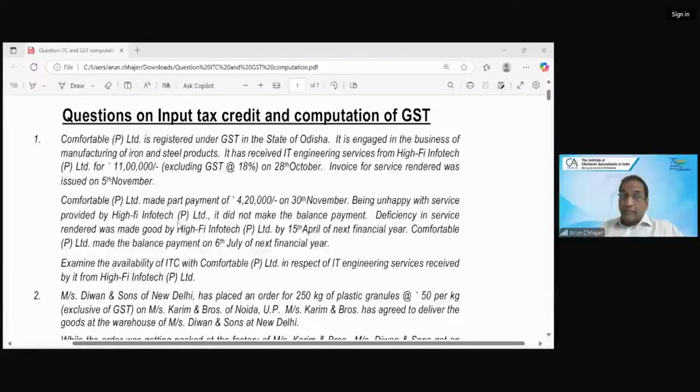Is that clear to all? Everyone kindly confirm. Most of the participants are saying ITC would be available to the extent of 420. Please confirm that this point is clear to you, then I will proceed further. So fine, now let's calculate the amount.